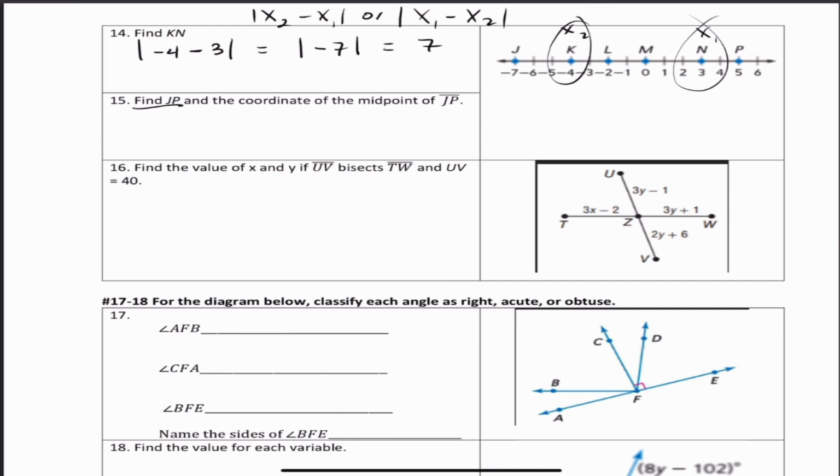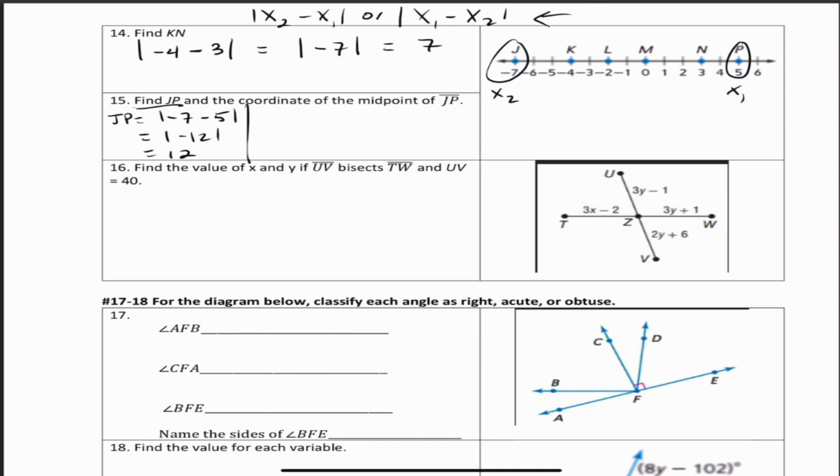Now what I want to go ahead and do is find the value of JP. So J is here and P is here. I've got to find JP. That means I've got to find the distance. So again, using that formula over here, I'm going to call this x sub 2, x sub 1. So JP is the absolute value of -7 minus 5, which is -12. So that's just going to be 12.